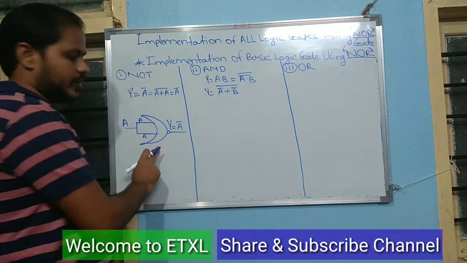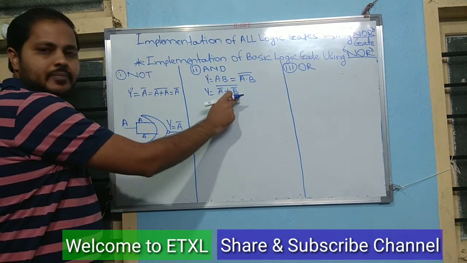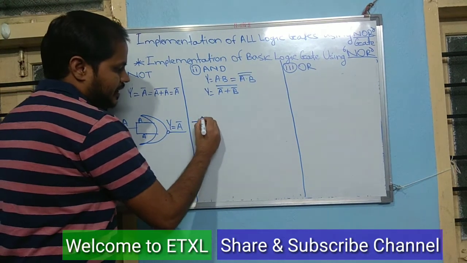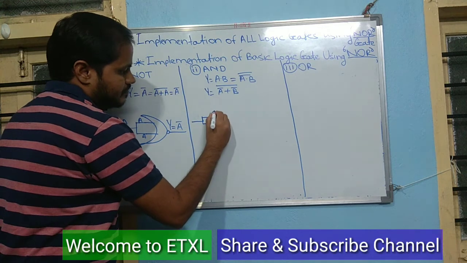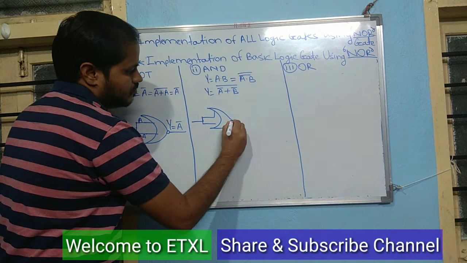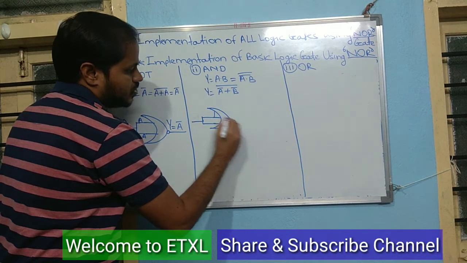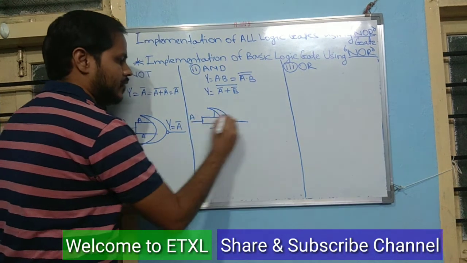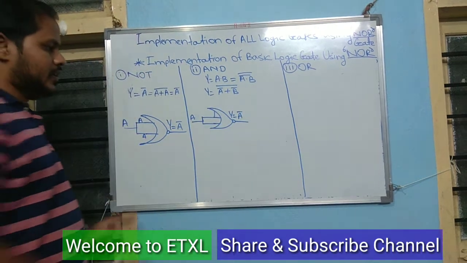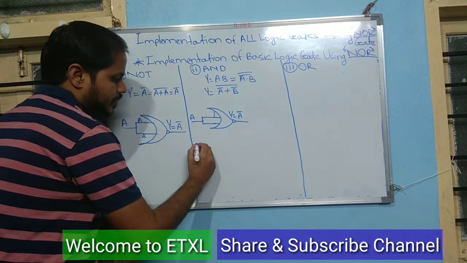This is the equation. Now you can design the diagram for this particular equation. A bar according to this. Similarly, make the B bar also. Make the short connections of A. Y is equal to A bar. Similarly, draw it for B also, the B input also.